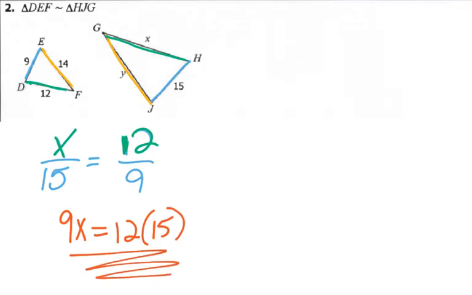And I'll get started on y. I'm going to choose y and 15. And set that equal to 14 over 9.